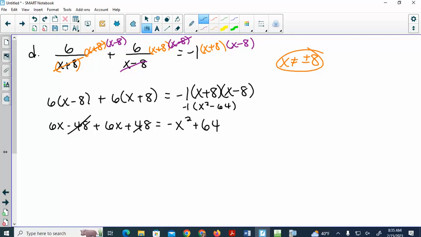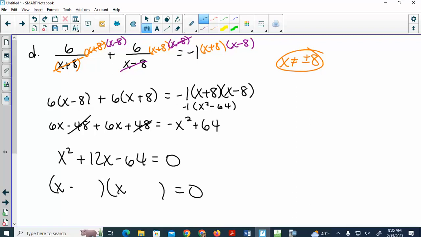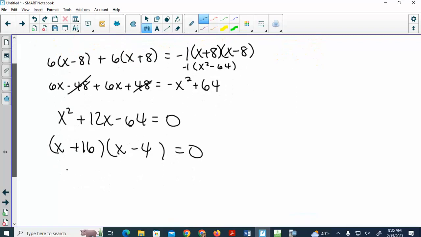With quadratics, we put everything on one side. Negative 48 and positive 48 cancel. If I add over my x squared, 6x plus 6x is 12x. Bring over my 64. So multiply to negative 64 and add to positive 12: positive 16 and negative 4. So it goes to 0 and we get negative 16, positive 4. Are both of those answers okay? Yeah, so it works.